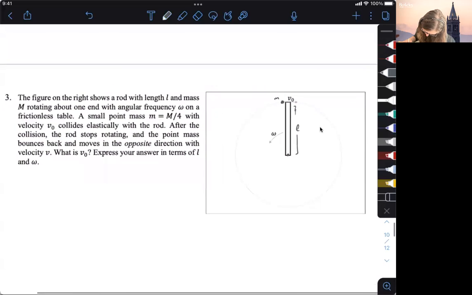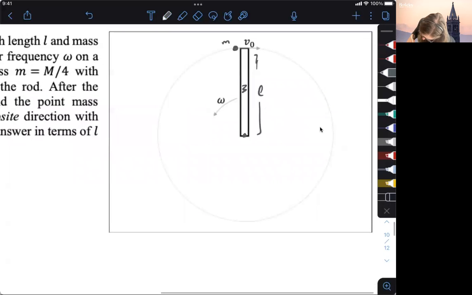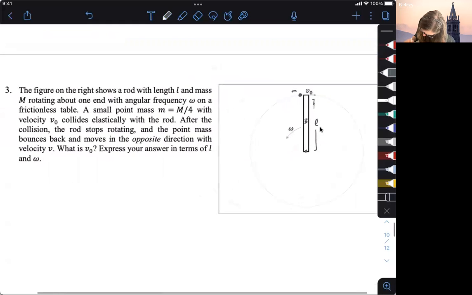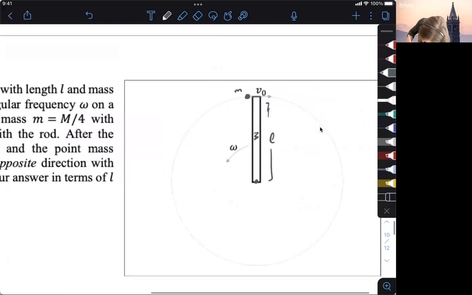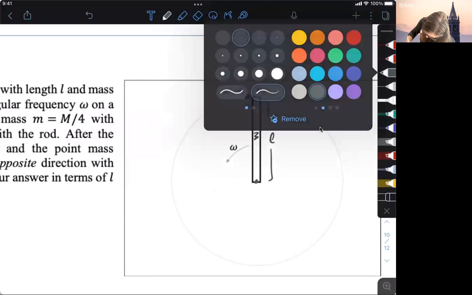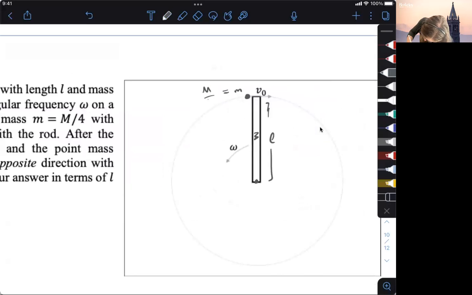Sorry, the big rod has mass M. And then the small point mass, little m, is equal to big M over 4. So normally if you see where they give you this algebraic relationship where they relate the masses, at some point they want you to use algebra to cancel it. So sorry, but it's a good hint.